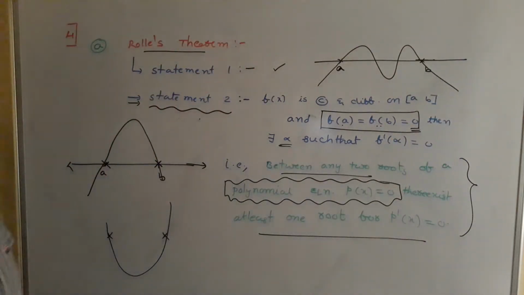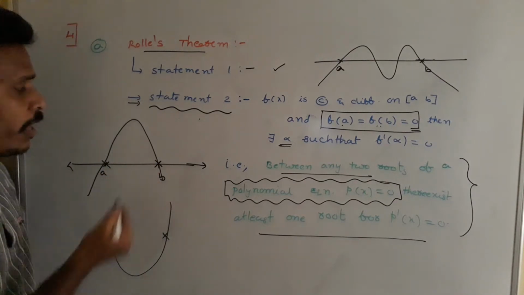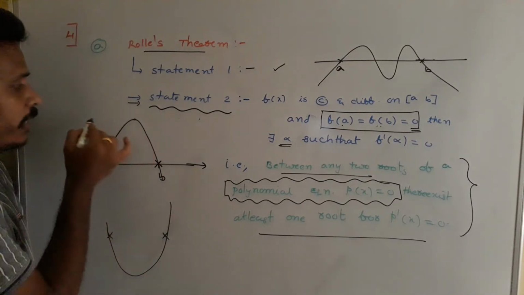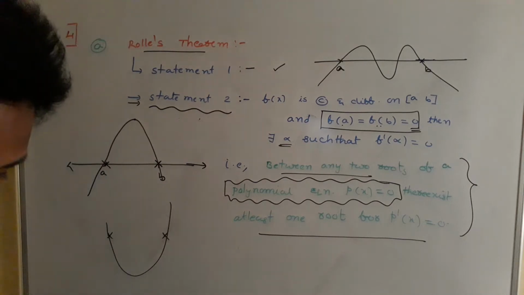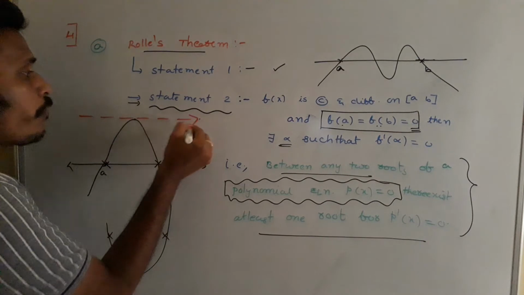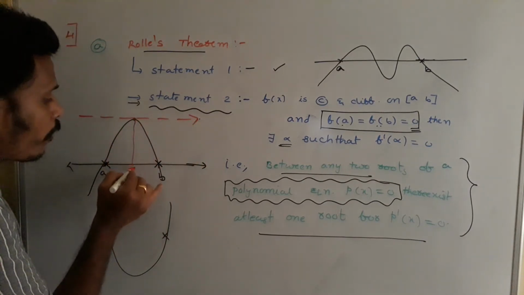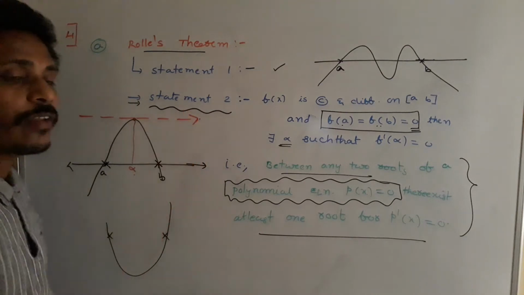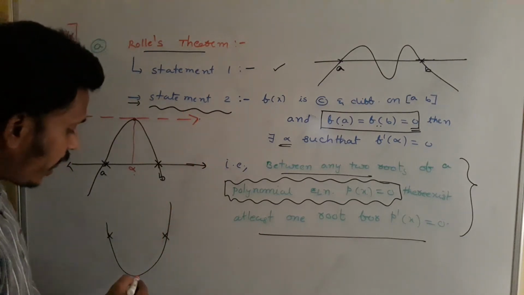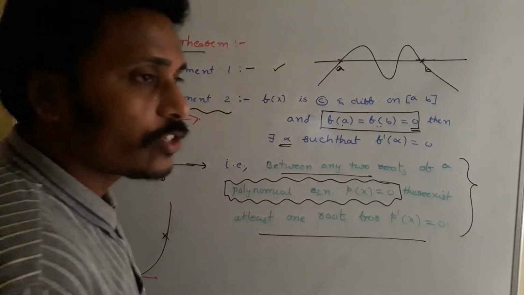There are many possibilities like this. In this case, in between A and B, there is one turning point here. At this point, if we sketch the tangent, the slope of the tangent is 0. That means at this particular point, which you may call alpha or c, the derivative of the function is 0. Again, here in this case, we will get one point at which the derivative of the function is 0.